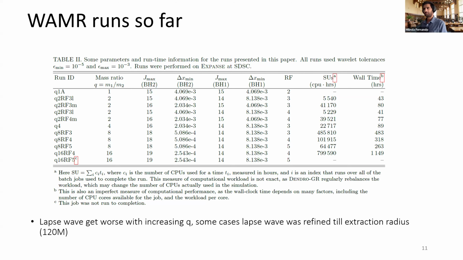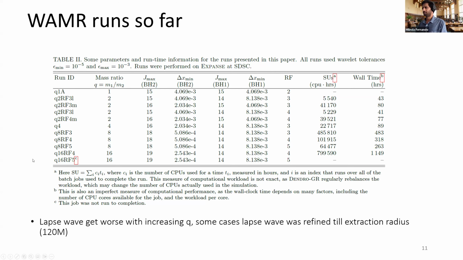And these are the wavelet-based runs that we have done previously, with the different refinement functions that we used. Epsilon min is the minimum wavelet tolerance used, and epsilon max is 10 to the minus 3, further away from the extraction radius where we are extracting gravitational waves. And these are the SUs that we have used for each of these runs.